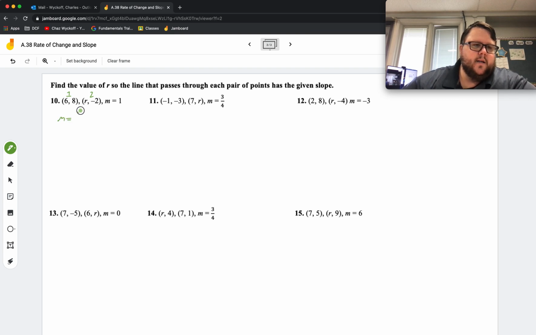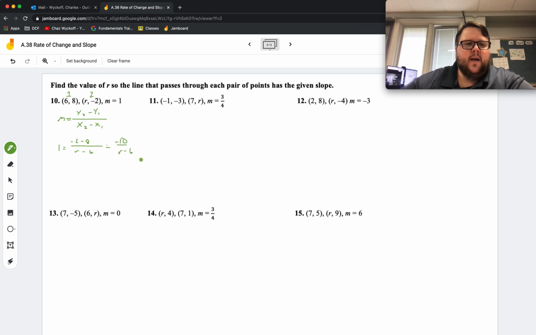M equals y2 minus y1 over x2 minus x1. So that's never going to change. That's our formula. So m is 1, so I get 1 equals y2 is going to be negative 2 minus y1 is 8 over x2 is r minus x1 is 6. So I get, I'm just going to simplify that here, negative 10 over r minus 6.